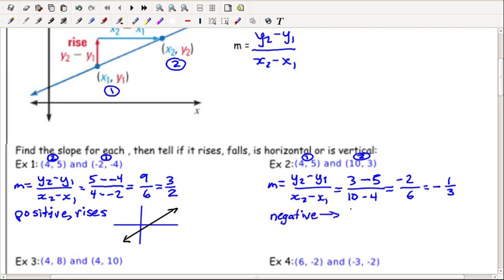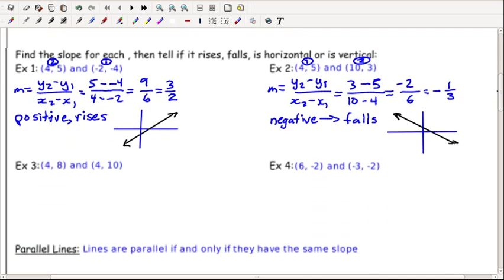So that means my function is falling. The function falls. So quick sketch there too, just to remind you what that looks like. My function is falling. That means as I draw from left to right, I'm going downwards, down to the right. This one goes up to the right, this one goes down to the right. Positive slope rises, negative slope falls.